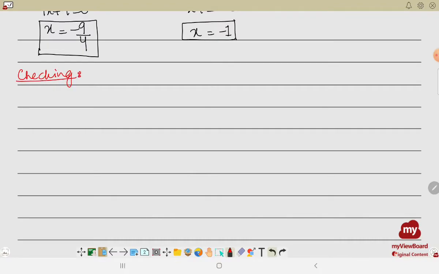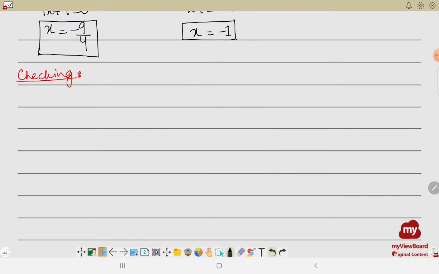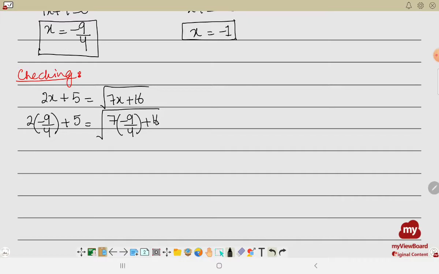How do you do the checking process? You insert the values which we have taken out into the given equation. So first let's insert the values. We have the equation as 2x plus 5 equals the square root of 7x plus 16. Now let's insert the first value, x equal to minus 9 by 4. Instead of x, we'll insert minus 9 by 4, and on the right hand side too, we insert minus 9 by 4.